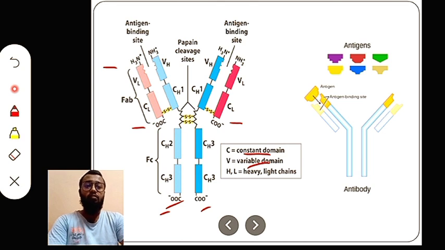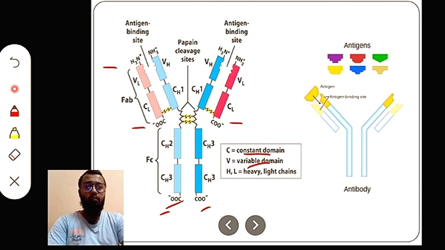The light chain is made up of 220 amino acids. One light chain is made up of 110 amino acids, and by combining both, they make 220 amino acids. Remember, students, the heavy chain is made up of 330, or in some books 420, amino acids, and it varies according to the immunoglobulins. So the immunoglobulin structure is very simple in nature.